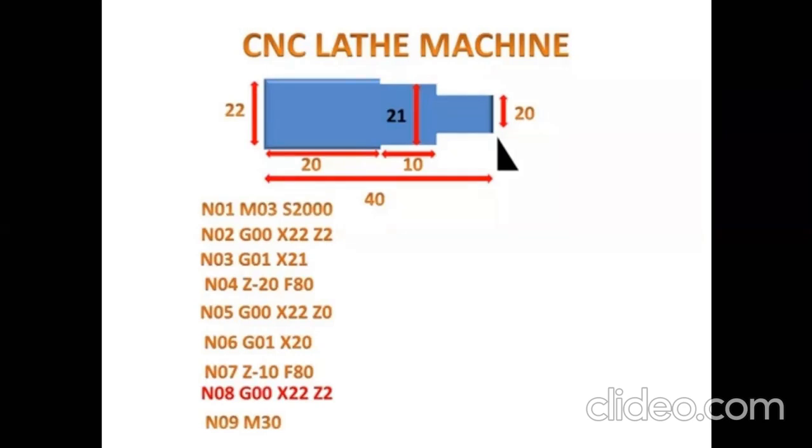N02, wait a minute. But we are covering the complete diameter of your workpiece, so we cannot specify it as negative. On the N02 line, X22, you said X22 is positive. We need to consider this as X minus 22, but we are covering the complete diameter, so we are considering this as a positive sign.